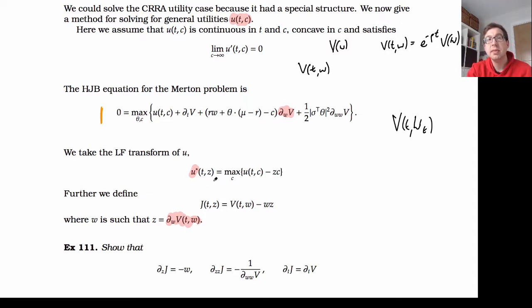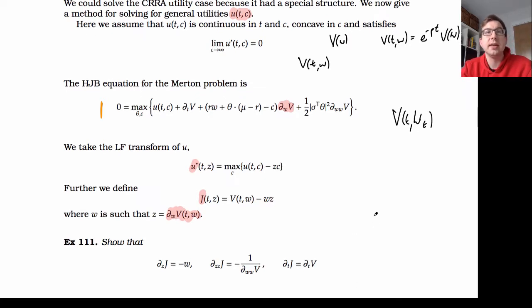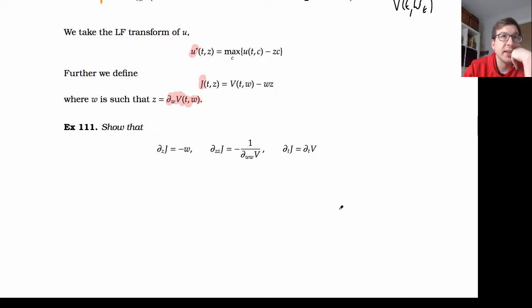So I could do something very similar here, and when I solve for maximization over w, w would have to relate to z through this expression here. Anyway, basically what we're doing is defining two new functions, u star and j, where j is given by this, and z relates to w through this expression. And now what we can show, as I showed in the class before, is the following expressions.